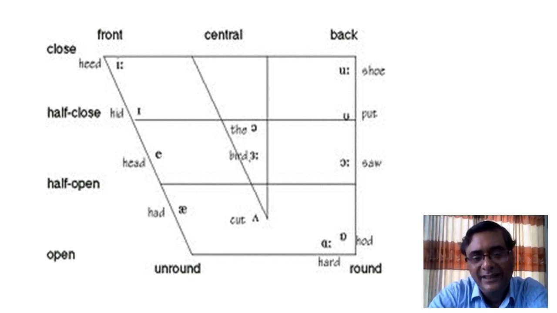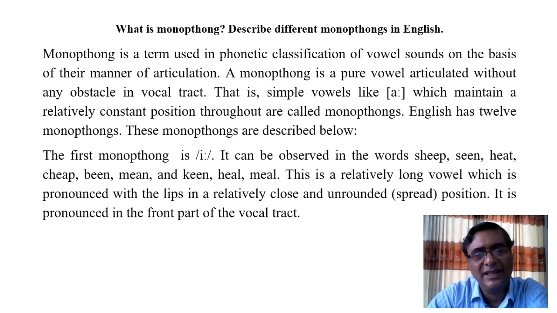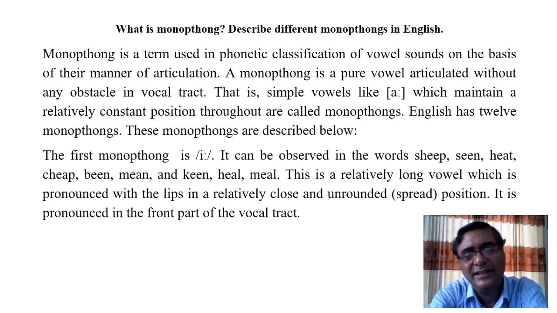So E, it's a long vowel. That's clear because there is a double dot, and we are saying it's a long vowel, heed, and it's produced in the front part of the vocal tract, in almost a closed position and unrounded position. So if you can remember this diagram in your mind, then things will be much easier for you to understand. We are saying it in a relatively close and unrounded position. It's pronounced in the front part of the vocal tract.